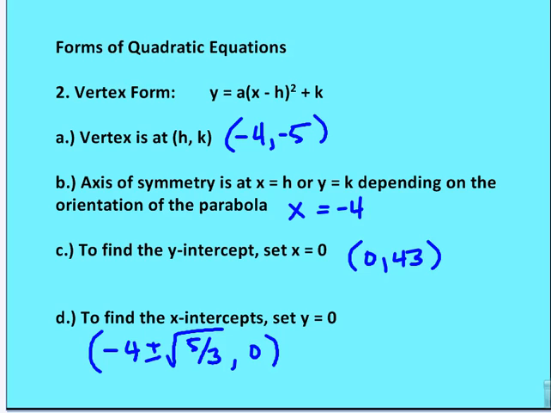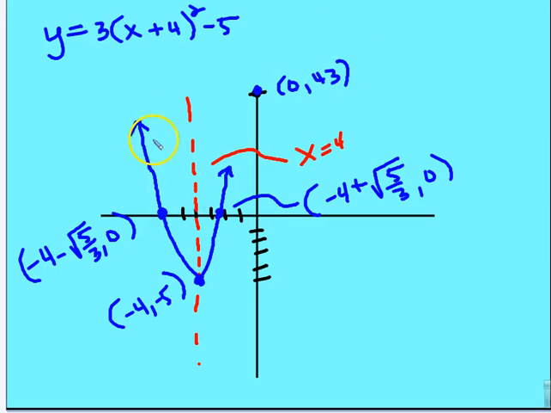So we're going to take these values, identify them correctly, and then graph the function. The parabola faces up because the value of a is positive, and (-4, -5) is your vertex. The x-intercepts are (-4 plus or minus the square root of 5/3, 0). Make sure that you provide a coordinate. And this coordinate, (0, 43), is our y-intercept.